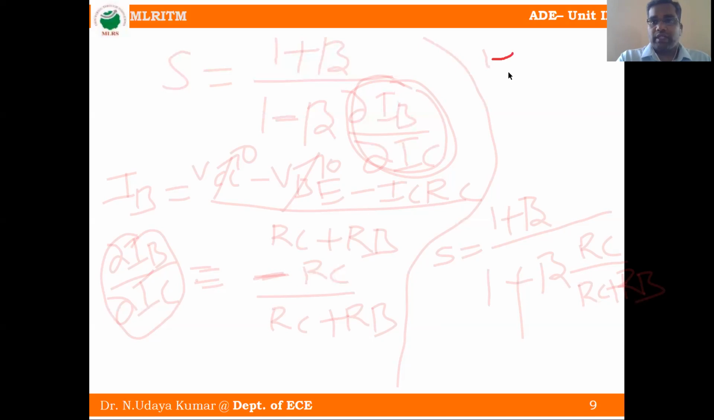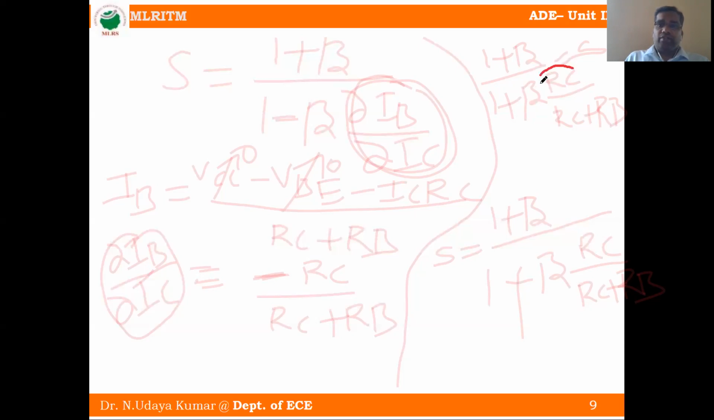So (1 plus beta) by (1 minus beta) into dou IB, so minus plus beta into RC divided by (RC plus RB). So this is the stability factor, that is equal to S. So the stability factor is (1 plus beta) by (1 plus beta into RC by RB). That means this is S.